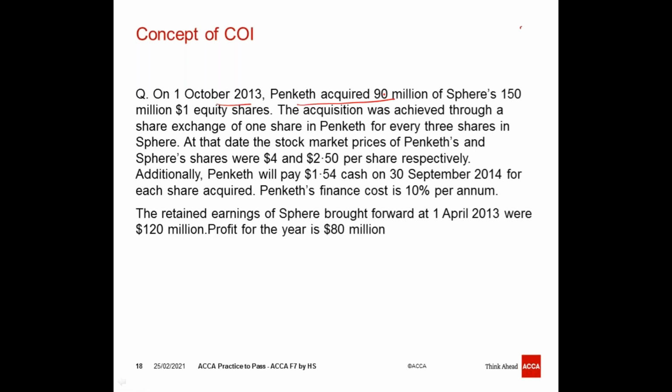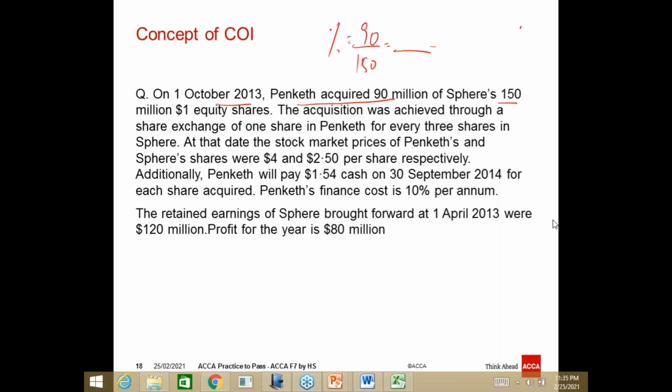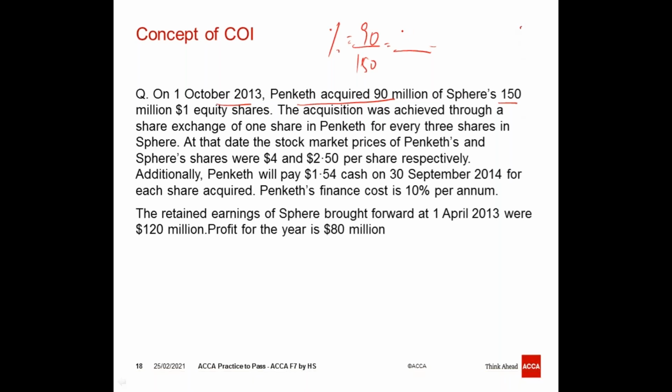On 1st October, Pentel acquired 90 million shares out of 150 million shares. So the percentage can be calculated by dividing 90 upon 150. So the percentage will be 60%. So if the 60% will be related to the group, then 40% will be related to NCI.